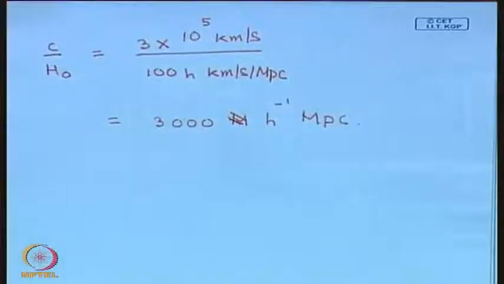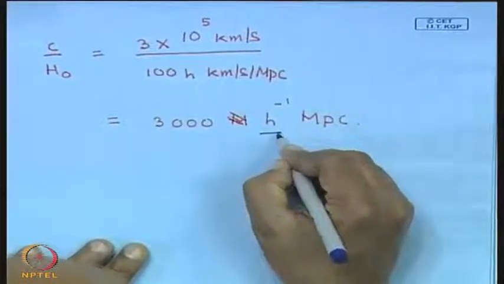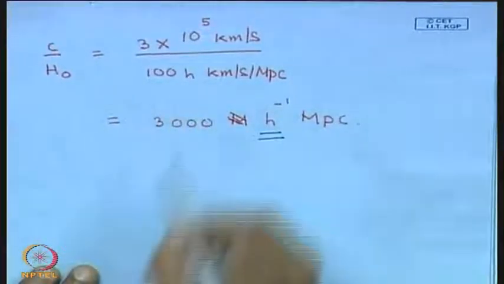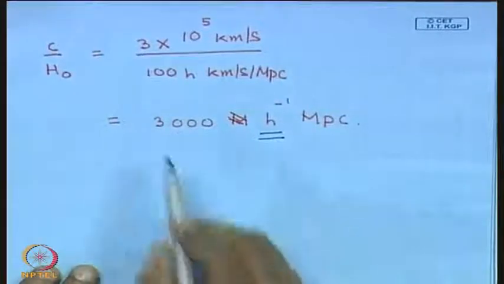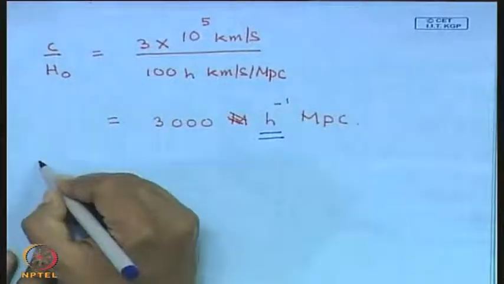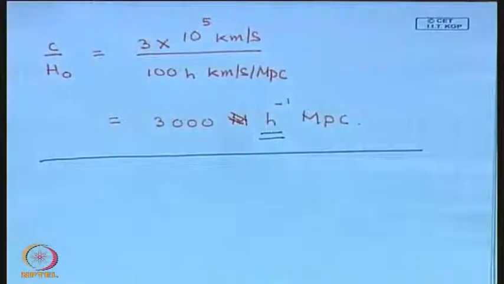Another point to note, which I have mentioned earlier also, is that the entire distance scale crucially hinges on this factor h inverse, on the Hubble parameter. If the Hubble parameter is smaller, all the length scales are larger. If the Hubble parameter is larger, all the length scales are smaller, inversely related. Okay. So, this is just a numerical estimate.